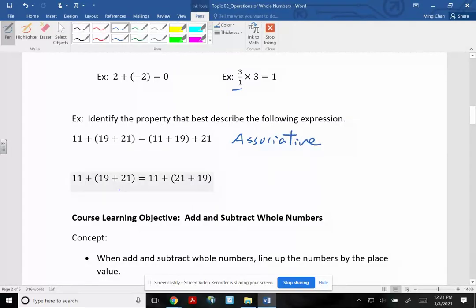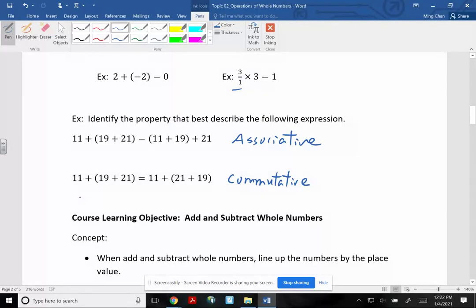All right, same example right here. 11, 19, 21; 11, 21, then 19. So the order has been changed. So we know this is the commutative property. But make sure the numbers inside the parentheses are still the same. 19 plus 21, this is 21 plus 19. So these two numbers are still the same. The only thing different is the order has been swapped.